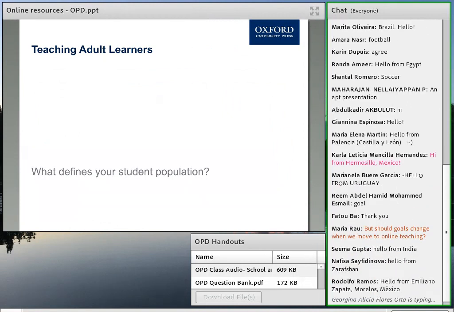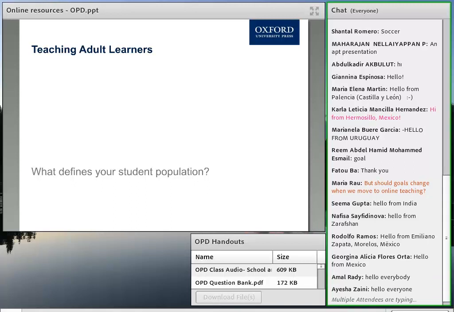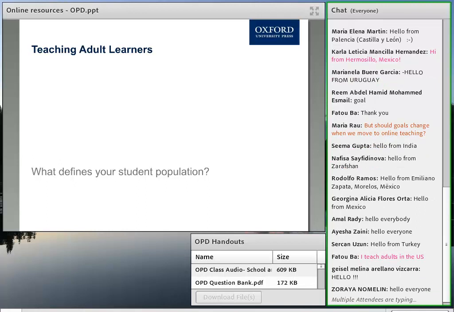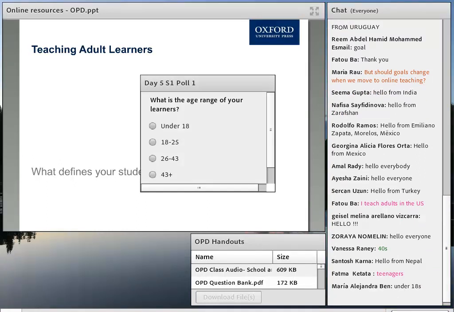This book and my teaching background are mainly adult learners in the United States, but I recognize we have teachers all around the world. It's not going to be just for adult learners in the U.S. I think many of the themes can be applied to other teaching contexts. So I want to see if we can get a poll going of what defines your student population in terms of average age range so that I can get an idea before we get started. Do we have that poll on the age range of your learners?